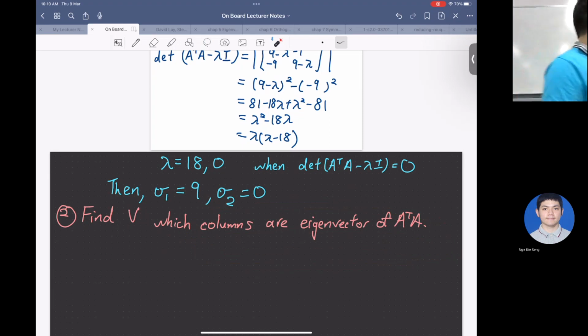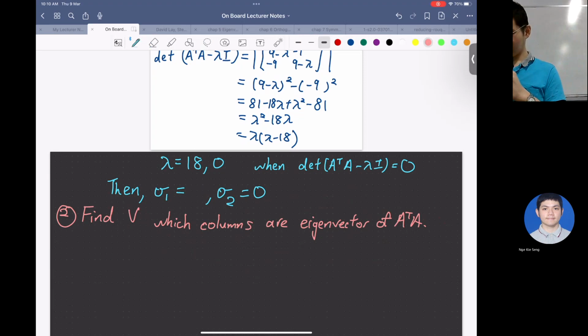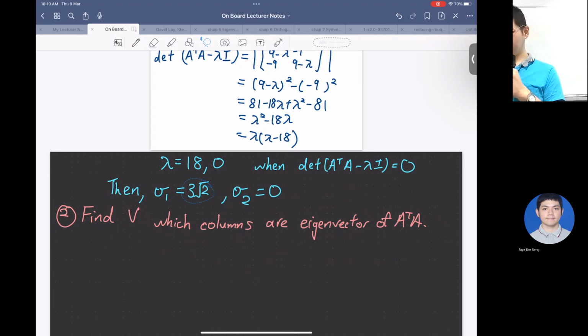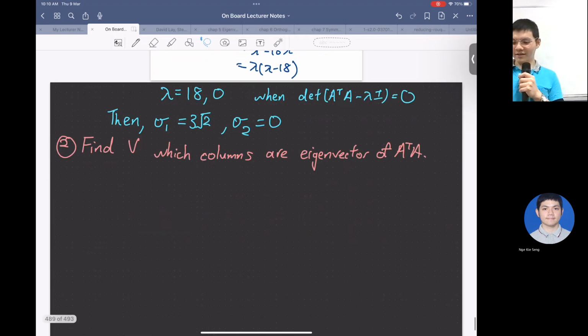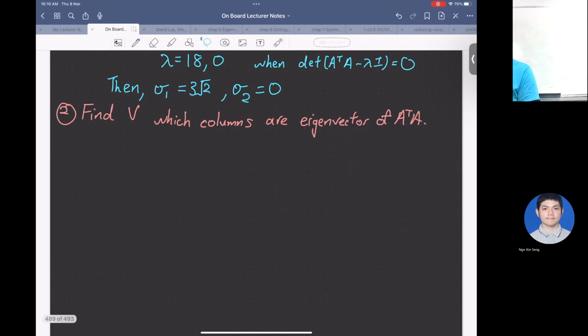Sorry. So we get three sigma. Okay, let's find V. What are the eigenvectors of A transpose A?